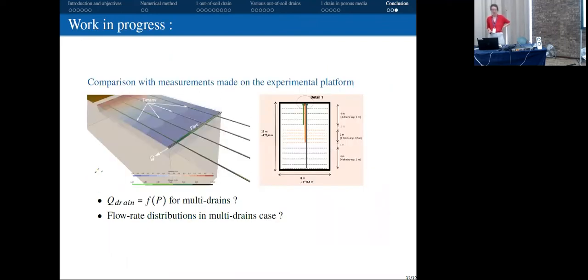So the next step is the comparison with measurements made on the experimental platforms. So questions are, what is the relationship between the flow rate in the drain and the pressure along the drains? And what is the flow rate distribution in the multi-drain case? So thank you for your attention, and I'm now ready to answer your questions if you have any.